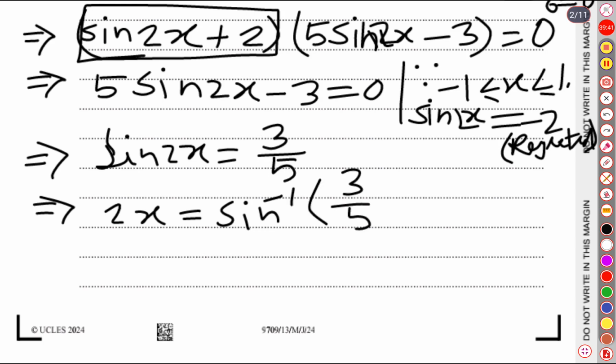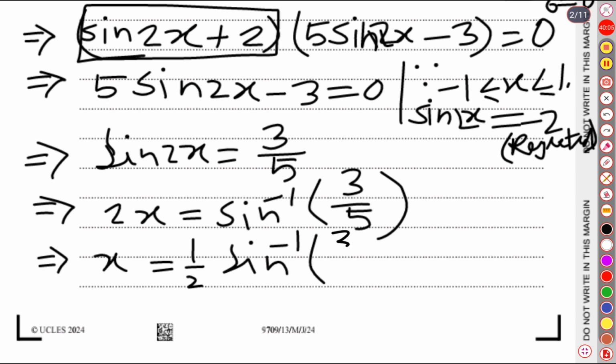Okay, then we will go back to our domain. Let's see what the domain is. X is equal to, first let it be completed. If 2 is transposed to the other side, it is going to be half of sine inverse. There is no necessity of this bracket. Sine inverse of 3 over 5. Then we'll go for the domain.